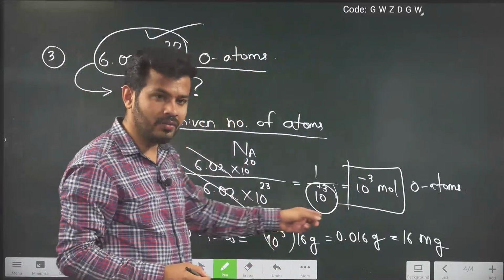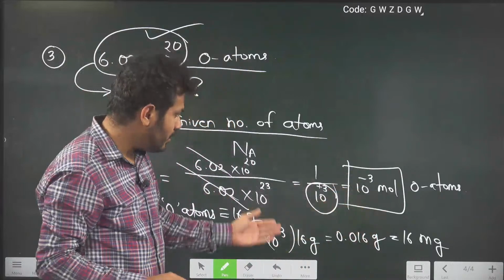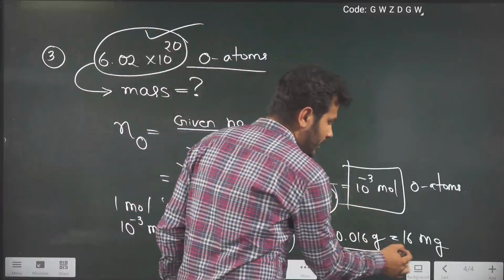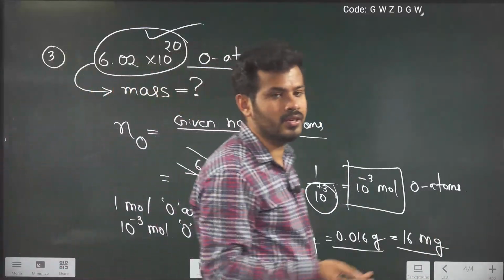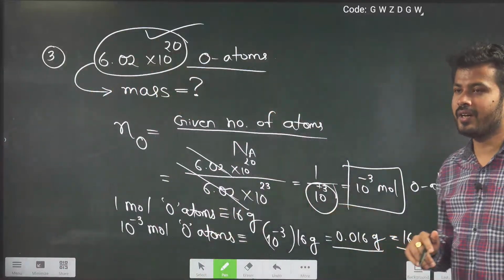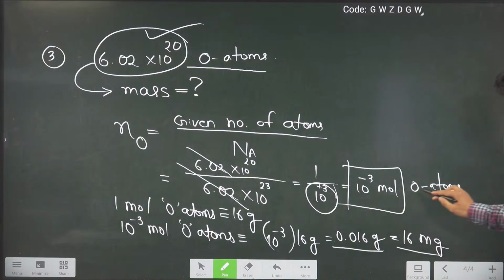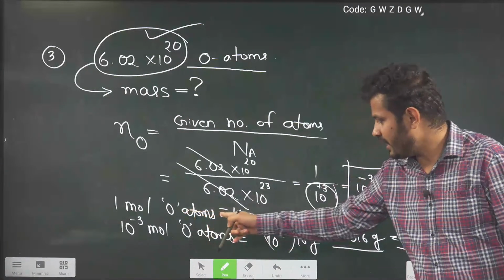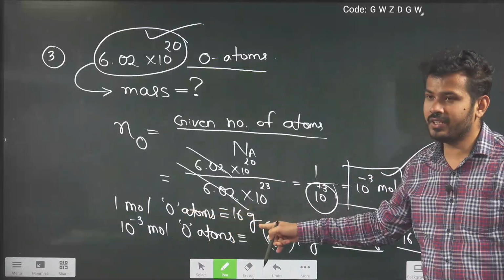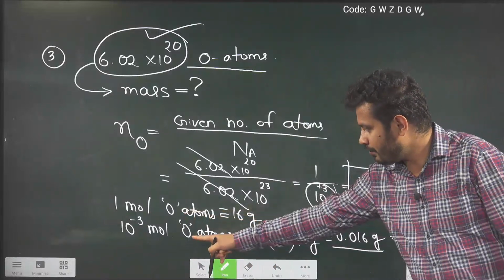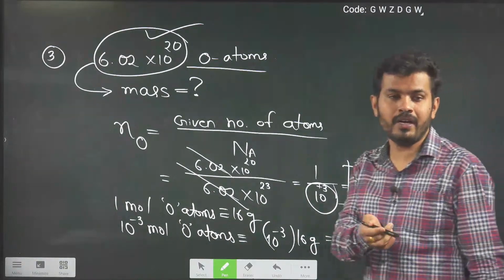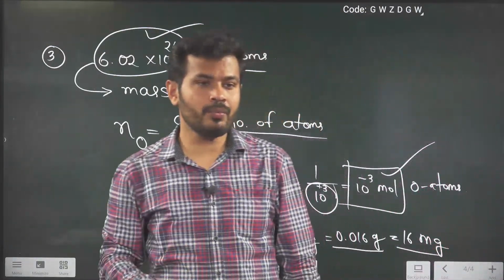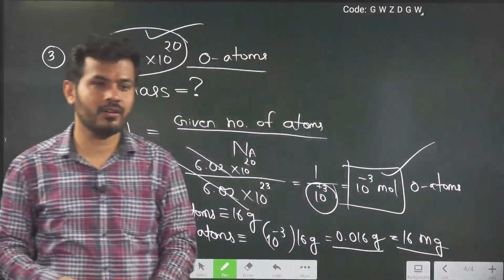Does it require converting into milligrams? Not required. You can write in terms of gram or in terms of milligram, based on the question. If they are asking in grams or milligrams, you can answer based on that. Now my point is, because we have these many moles of oxygen atom, we know that 1 mole of oxygen atom has gram atomic mass, which is 16 gram. So if 10 to the minus 3 mole is there, you just multiply. 1 pen 2 rupees, 2 pen 4 rupees, 3 pen 6 rupees. That is what we have done.